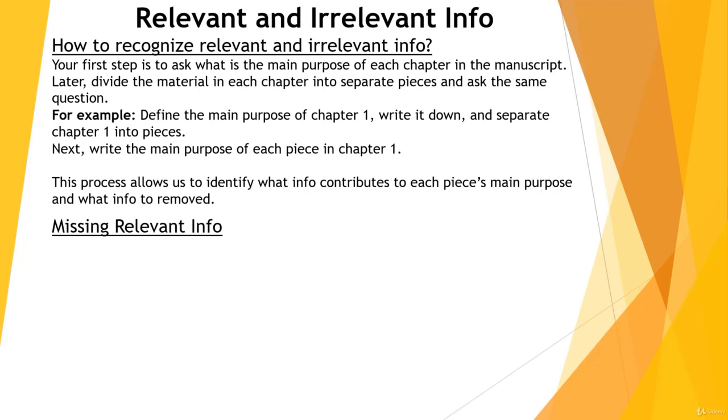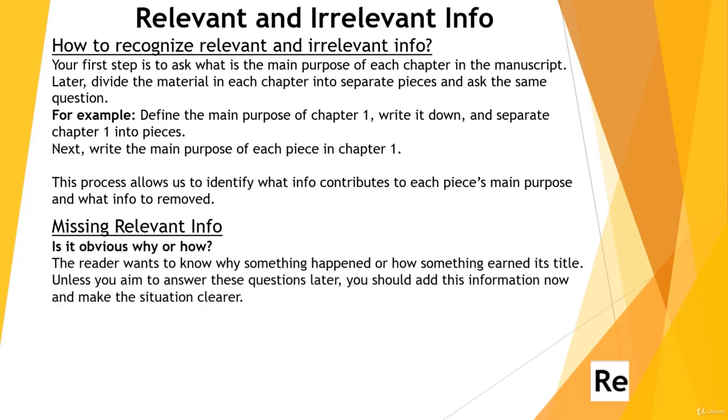Except for a situation when the main purpose opens our eyes to what is missing, there are details that the main purpose won't shine its light upon. For that reason, I gathered some guiding questions to discern overlooked info. Info that its absence might confuse and irritate readers. Is it obvious why or how? The reader wants to know why something happened or how something earned its title. Unless you aim to answer these questions later, you should add this information now and make the situation clearer.